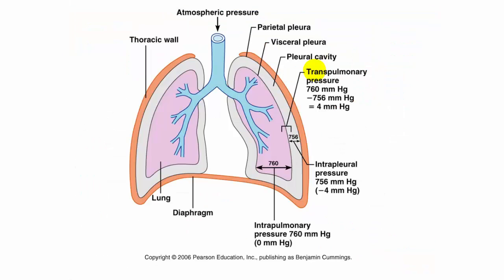So let's take another look here. And we'll see again. You can see here's the visceral pleura. It covers the lungs, and then the parietal pleura lines the cavities. In between is the pleural cavity, which has in it the pleural fluid, which is also serous fluid.